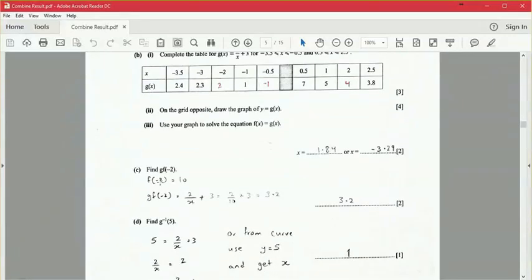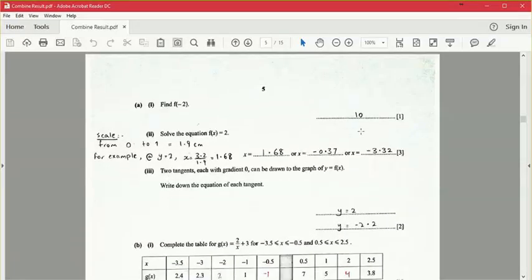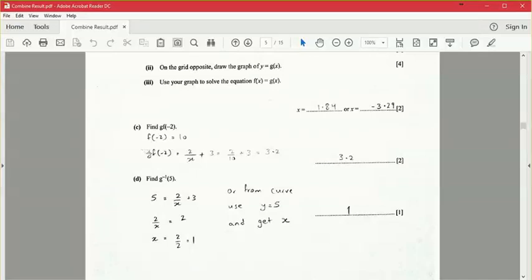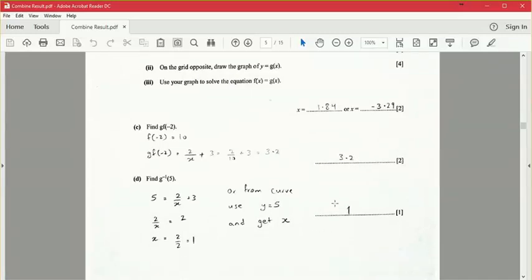Then find g of f of -2. First, f of -2 is 10 from here. Then g of f of -2, so we'll only write the value of 10 here: 2 over 10 plus 3 equals 3.2.